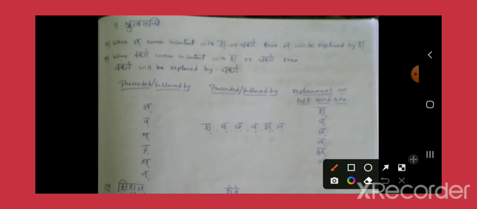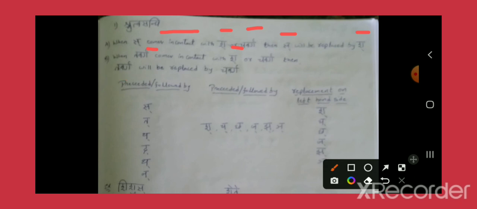That's why in the definition I have said, when sakara comes in contact with shakara or chavarga letters, then what will happen? The left hand side replacement will happen. So sakara will be replaced by shakara. And what is the second rule? When tavarga letters come in contact with shakara or chavarga letters, then what will happen? The left hand side replacement. Tavarga letters will be replaced by corresponding chavarga letters.